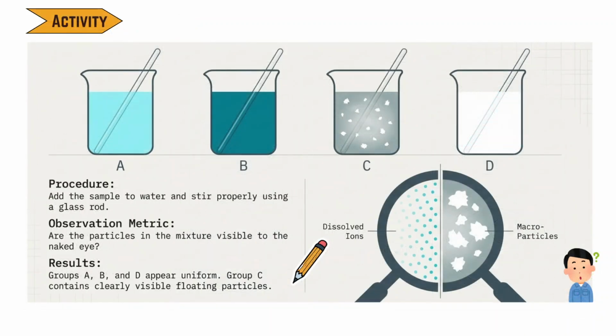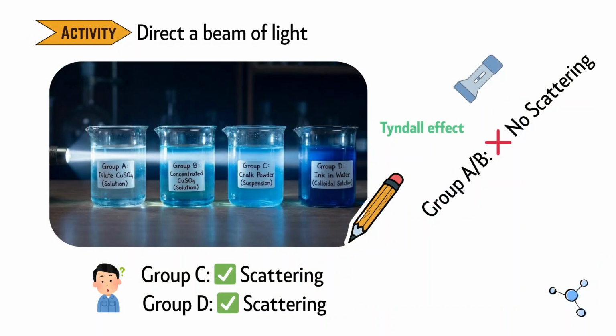Each group should add the given sample in water and stir properly using a glass rod. Are the particles in the mixture visible? Group C contains clearly visible floating particles. Now direct a beam of light from a torch through the beaker containing the mixture and observe from the front.